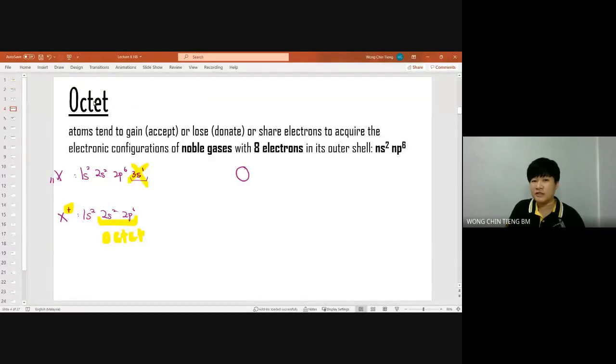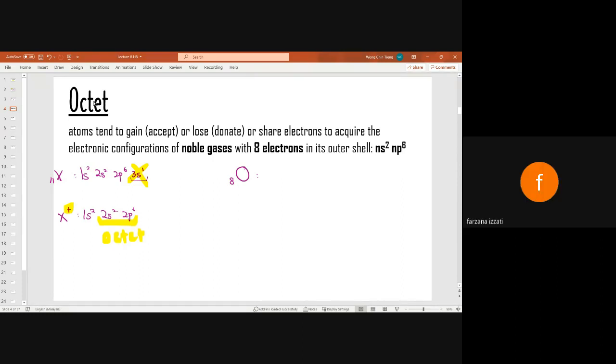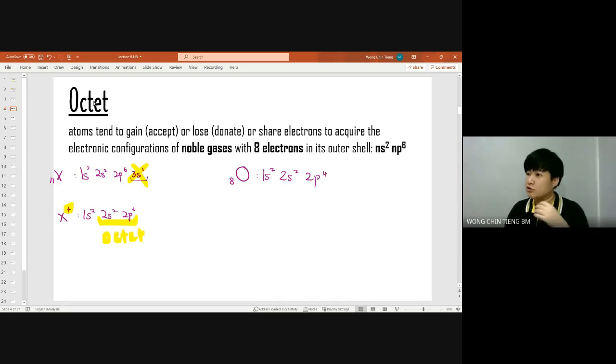Same thing like your oxygen, oxygen over there. Fazana, Fazana Izati. Yes, SPDF notation. 1s2, 2s2, 2p4. Alright. So you have your 1s2, 2s2, 2p4 over there, guys. So bila oxygen nak jadi ion, Fazana, back to you. What ion would oxygen be? And why?